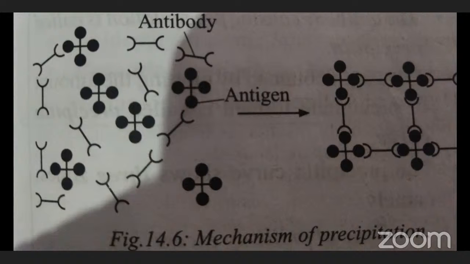Examples of precipitation are immunodiffusion techniques: single immunodiffusion, double immunodiffusion, radial immunodiffusion, immunoelectrophoresis and rocket immunoelectrophoresis. They may ask for examples of precipitation. Clear.